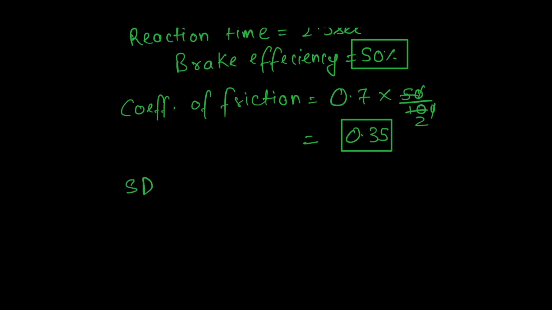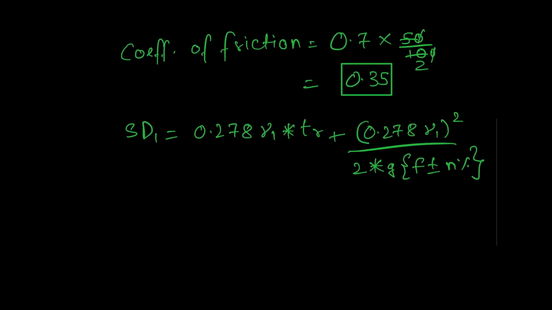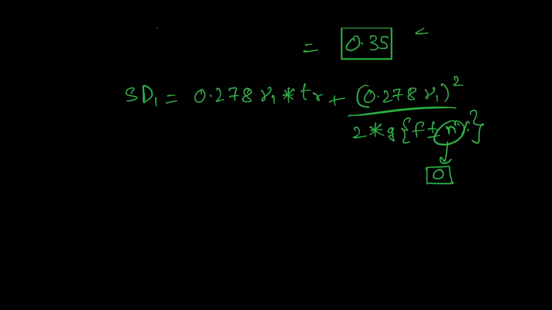So stopping distance 1 would be equal to 0.278 V1 into reaction time plus 0.278 V1 whole to the power 2 is to be divided by 2 g (f plus minus n percent). Since there is no gradient in this case, n would come out to be 0, right? So here we'll put up the values.